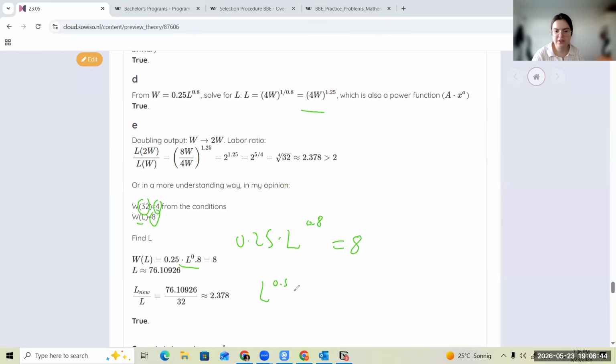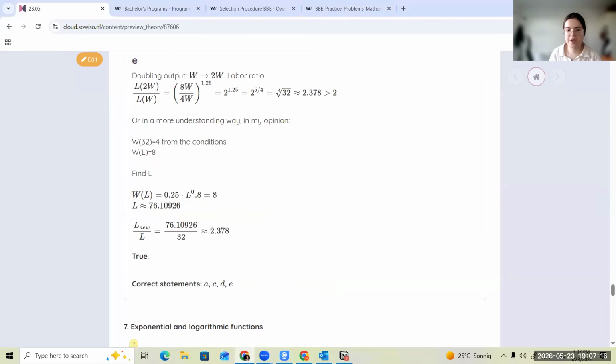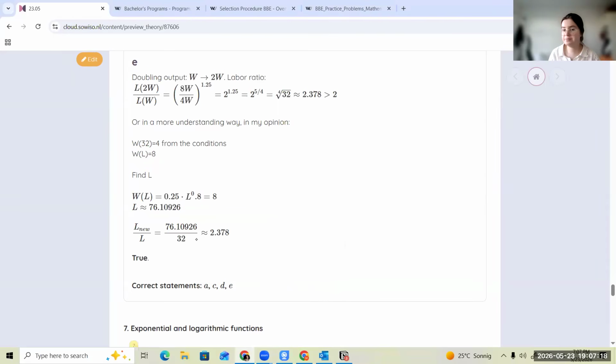So L to the 0.8 is equal to 8 over 0.25. And therefore L is equal to the root of 0.8 of 8 over 0.25. And it is 76 point something. If you compare the new L with the old L, it's more than doubling the time, yes. Because 76 hours is more than double of 32 hours. It's also pretty visible even without dividing them by each other. As you can see here, the majority of the statements are actually correct.